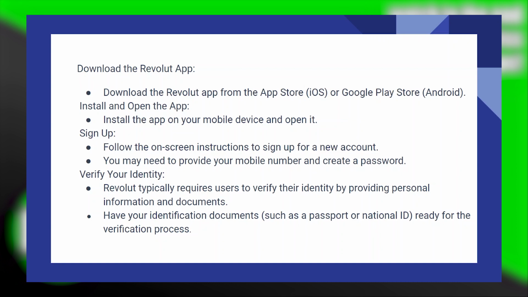Now, follow the on-screen instructions to sign up for a new account. You may need to provide your mobile number and create a password. After that, verify your identity. Revolut typically requires users to verify their identity by providing personal information and documents. Have your identification documents, such as a passport or national ID, ready for the verification process.